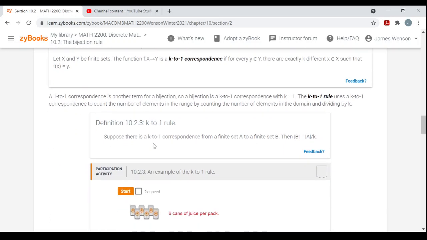And that's what's being said down here. Suppose there is a k-to-1 correspondence from a finite set A to a finite set B. That would mean that the cardinality of A is k times the cardinality of B, or the cardinality of B is the cardinality of A divided by k. Same thing.